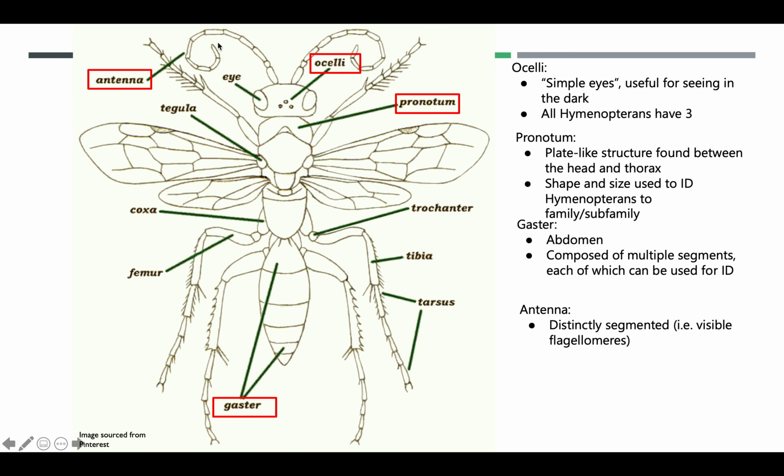The antennae, again, are long, and they're distinctly segmented. So you'll notice that they have these segments or flagellomeres, and the number of segments can also give you an idea of what kind of insect it is. And finally, the abdomen is also composed of multiple segments, and the coloration on these segments can also give you an idea of how to ID them. Bees and wasps are among the easier insects to identify, at least the larger ones, especially compared to flies. Flies are just really, really difficult, but bees and wasps typically have more distinct coloration.